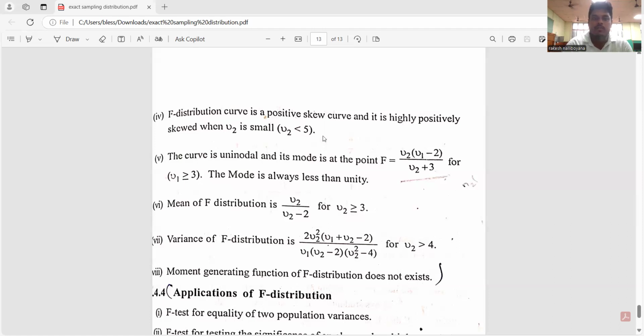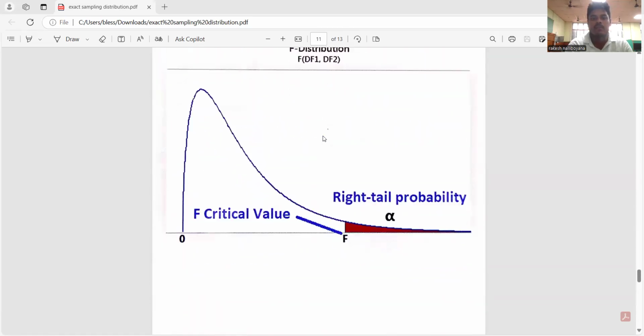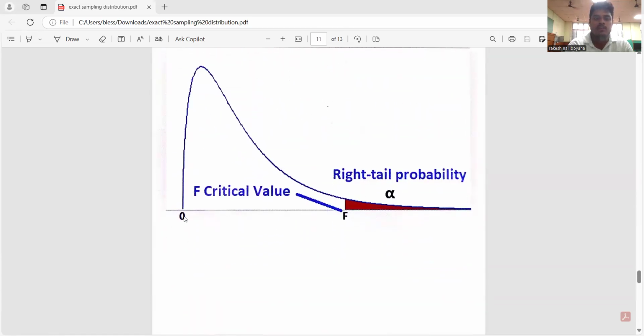We know that the F distribution has positive skewness. Why? Because in this graph, it starts from the left-hand side and is stretched more toward the right-hand side. That is the reason we say it has positive skewness. Whenever our data, for example real-time data, have skewness, it may be positive or negative.